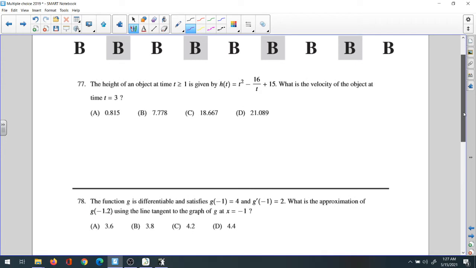Question 77. The height of an object at time t, t greater than or equal to 1, is given by the equation h of t equals t squared minus 16 over t plus 15. What is the velocity of the object at t equals 3? As you know, this looks like position or distance or height. When you find the velocity, just take the derivative.